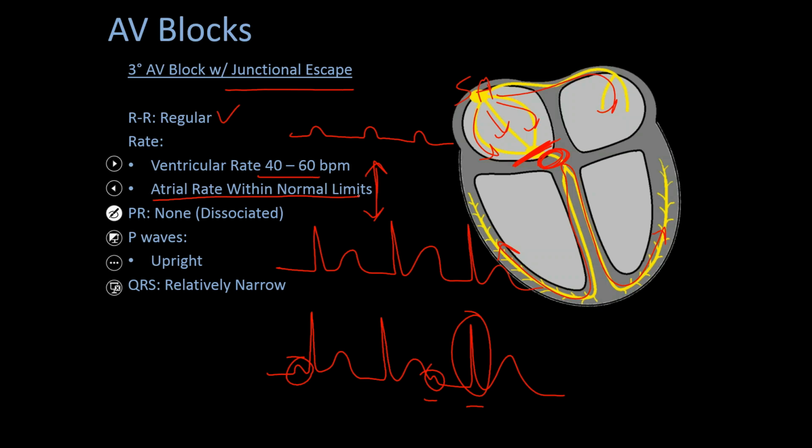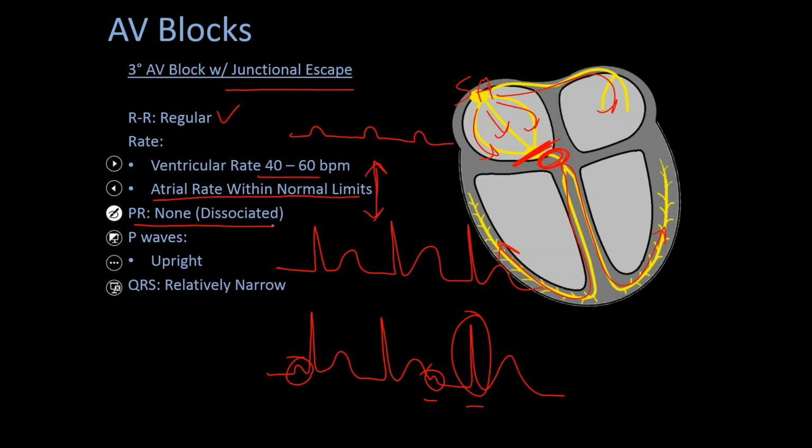So you would expect it to be, for example, if the atrial rate was 80 beats a minute, that would be considered normal. Now, if the atrial rate was 170 beats per minute, that would not be normal. So we may want to consider other atrial rhythms if that were the case.